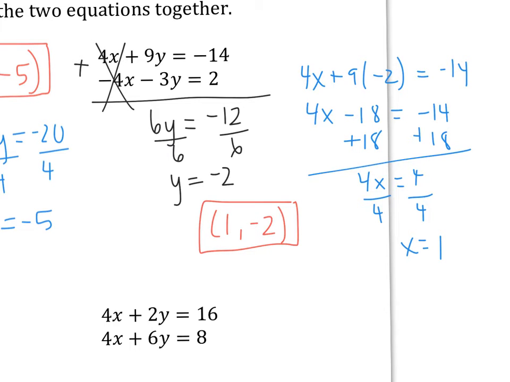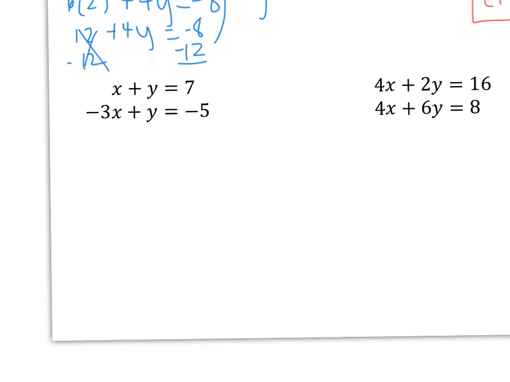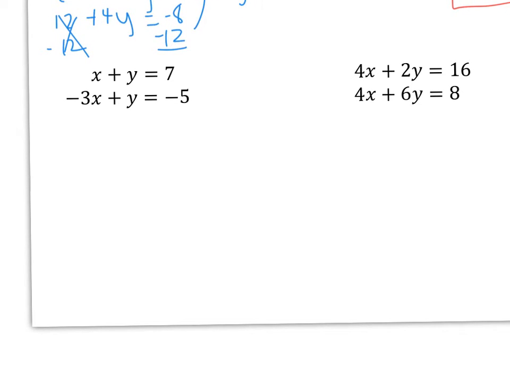All right, let's look at the next example here. x plus y equals 7. Negative 3x plus y equals negative 5. So I see here that I have 1y and 1y. If they're both positive, in order to get the y's eliminated, I would subtract.